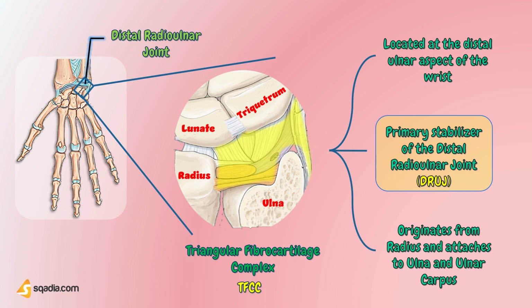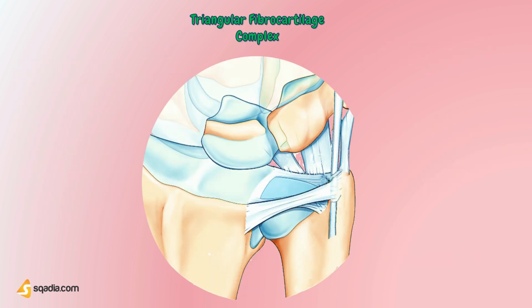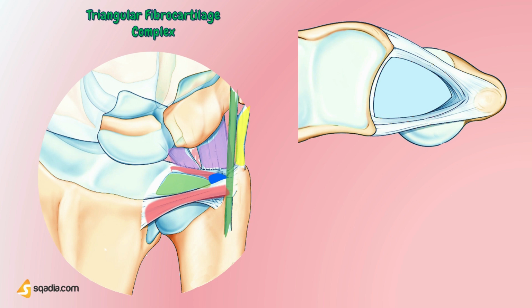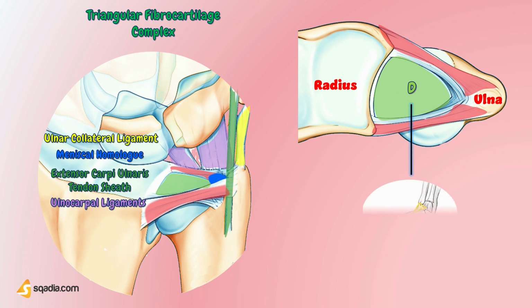How does it do that? Simple, as you have seen when we talked about the anatomical structures that make up the triangular fibrocartilage complex. They work together to stabilize the distal radioulnar joint. The dorsal and volar radioulnar ligaments encase the articular disc and create the distal radioulnar joint. The ulnar collateral ligament, the meniscal homologue, the tendon sheath of the extensor carpi ulnaris, and the ulnocarpal ligaments intimately attach to the articular disc.